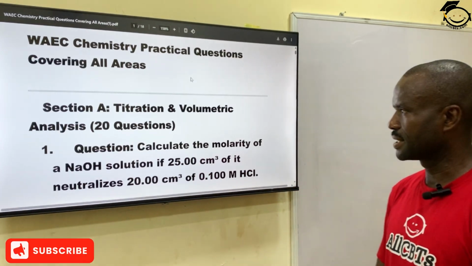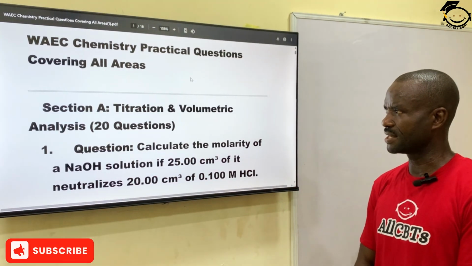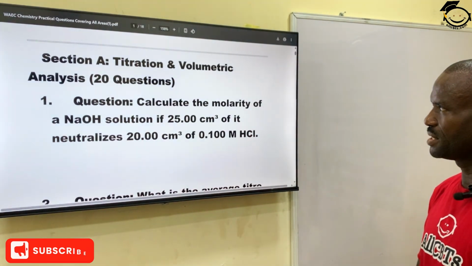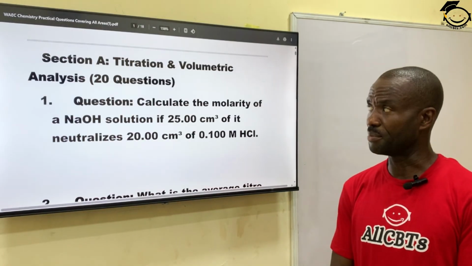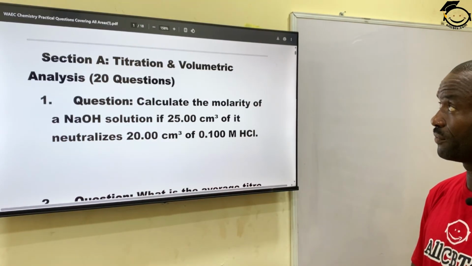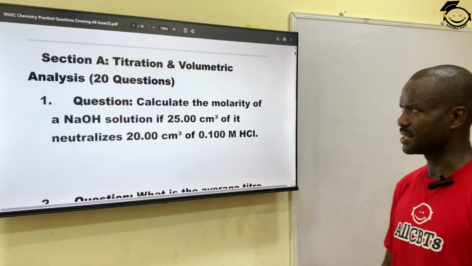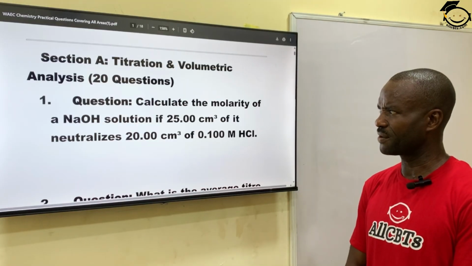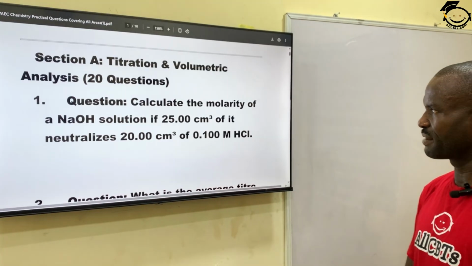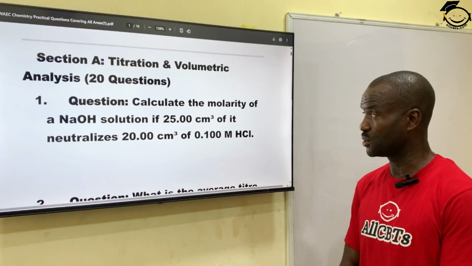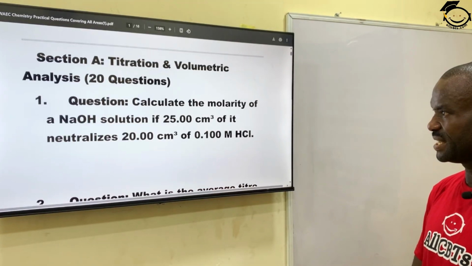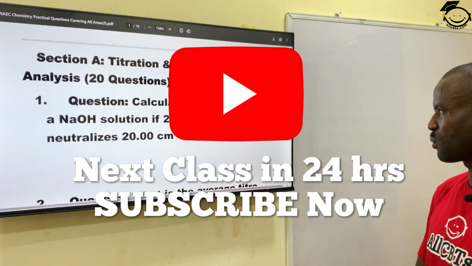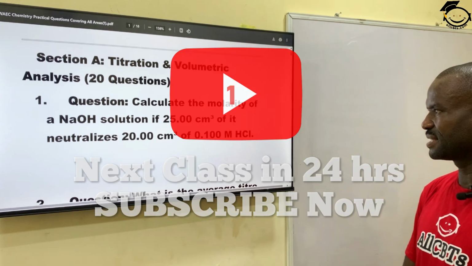All right, let's take the first section. Section A says titration and volumetric analysis. We want to take some questions based on practical chemistry on titration or volumetric analysis. Question 1 says, calculate the molarity of sodium hydroxide solution in 25 cm3 of it that neutralizes 20 cm3 of 0.1 molar HCl.